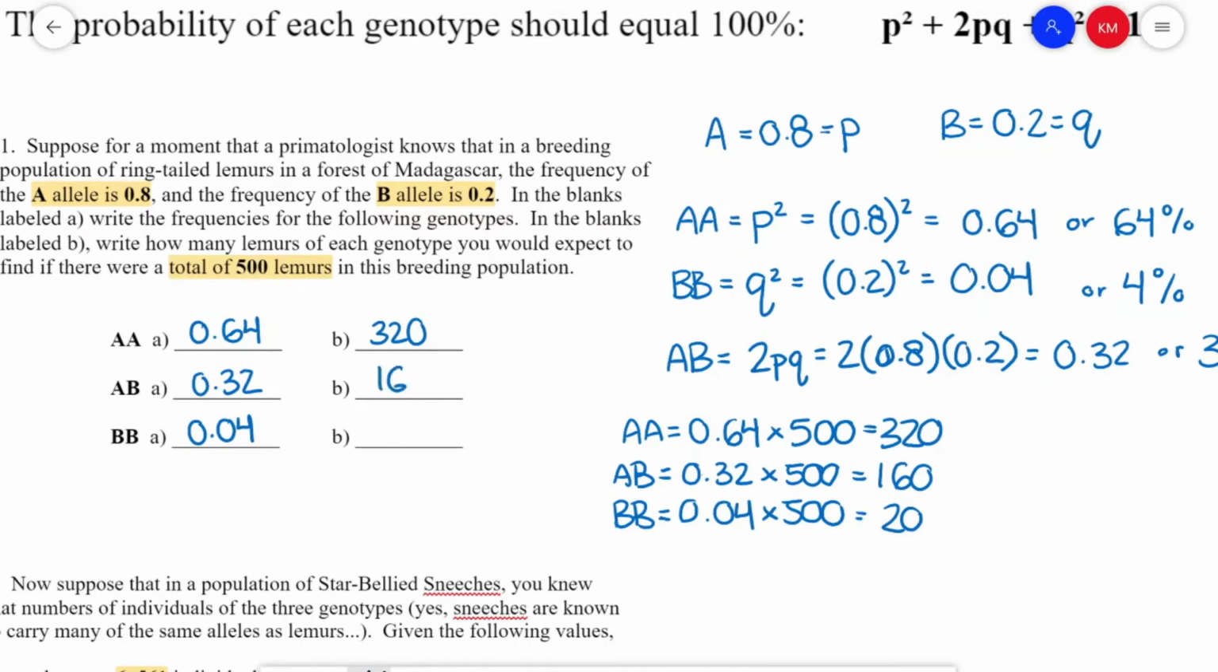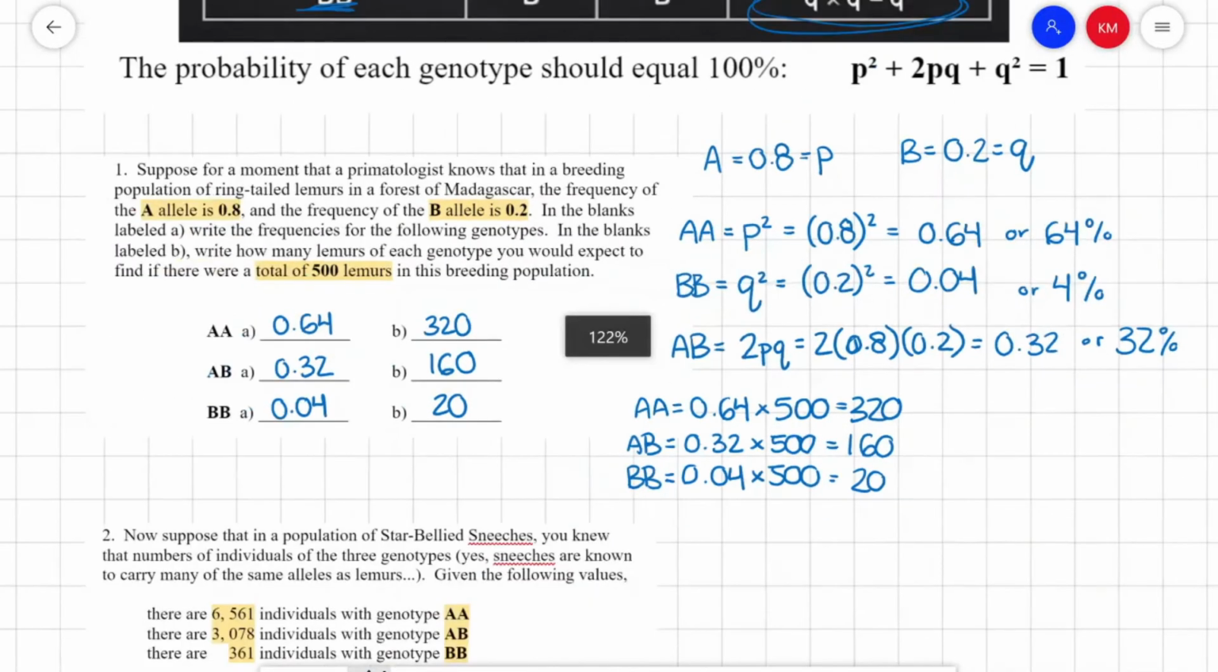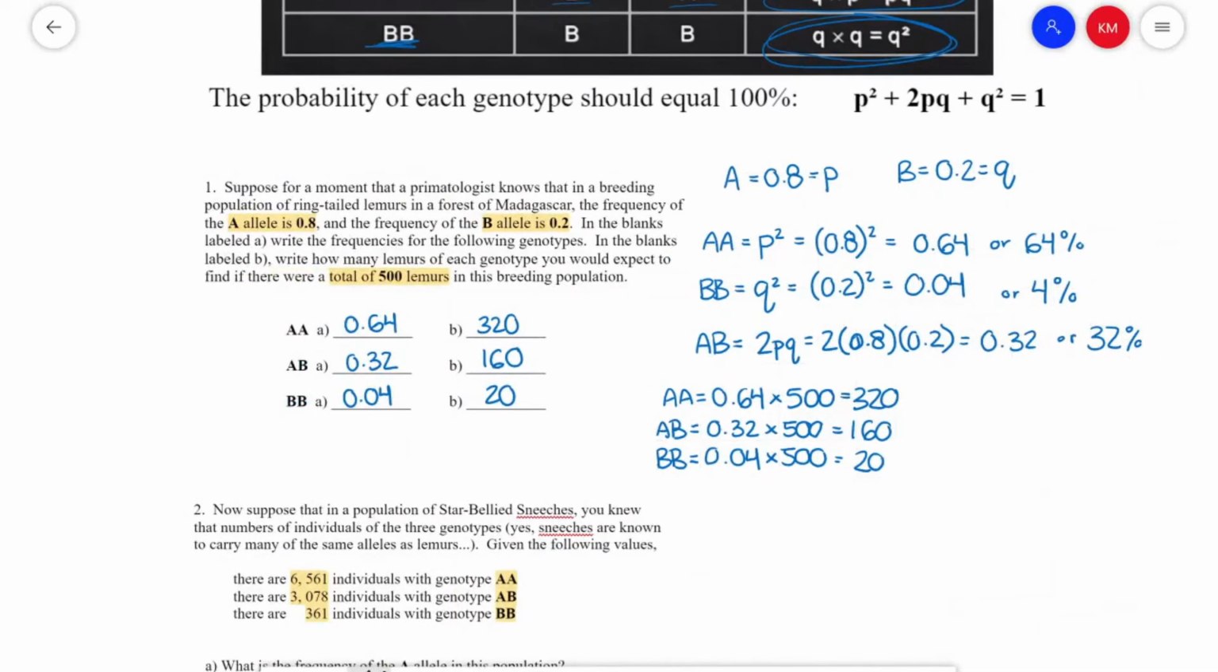So let's just fill that in. So this is just saying that in a population size of 500 lemurs, we would expect to find 320 of them have the AA genotype, 160 of them have the AB genotype, and only 20 of them have the BB genotype. And again, we could check if we wanted to check our math. If you add these numbers up, it should equal 500. Okay, so that's problem 1 done.